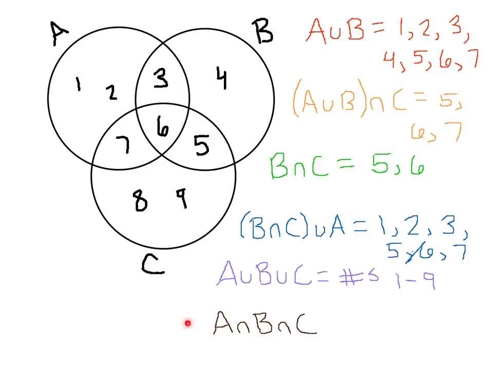So the next one is one of my favorites because it's one of the easiest. It's the intersection, that's what these symbols are, of A, B, and C. So looking at your Venn diagram, where do all three intersect? Well, all three sets intersect right here, right at the middle. That's where the Venn diagram always intersects, right in the middle. So the final answer for that problem is 6.